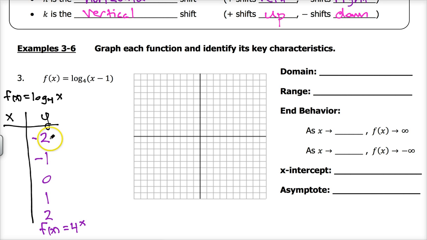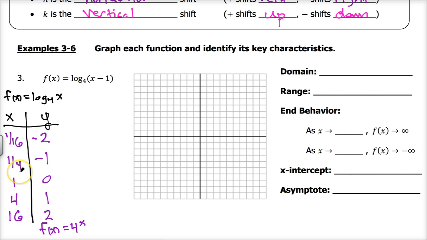Now if I put these y values into this exponential here, and if I think what 4 to the -2 is, 4 to the -2 is 1/16, that will give me my x values for the logarithmic. Okay, so this is 1/16. 4 to the -1 is 1/4. 4 to the 0 is 1. 4 to the first is 4, and 4 squared is 16.